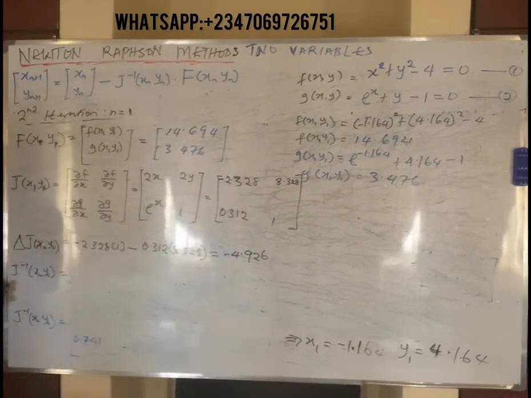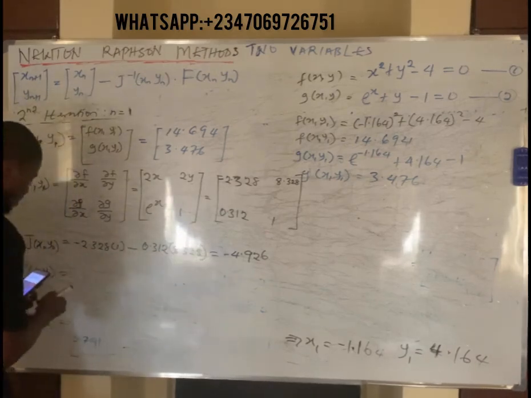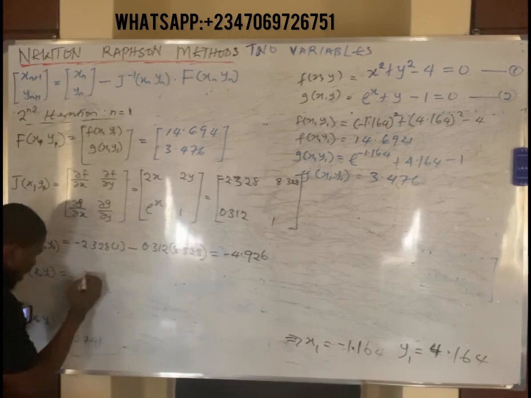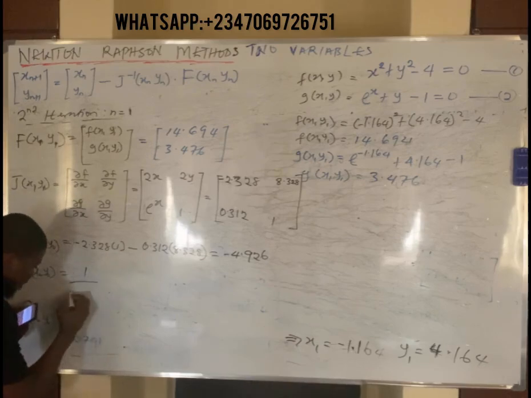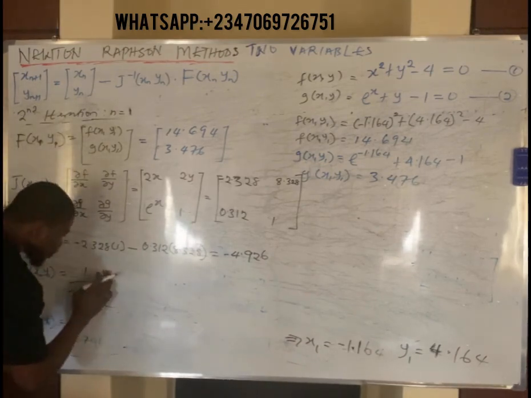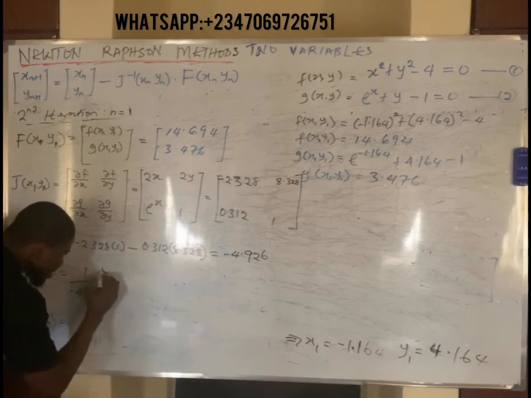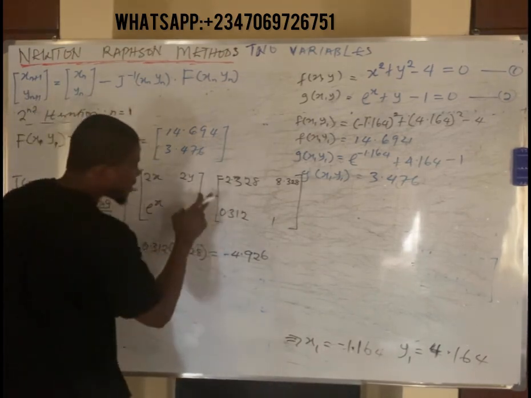Next is to now obtain the Jacobian inverse. Okay, and to do that, we simply take the inverse of the determinant. So you have 1 all over negative 4.926, multiplied now by the matrix of the Jacobian, the transpose of the major diagonal, and the negation of the minor diagonals. So I will transpose the major diagonals now.